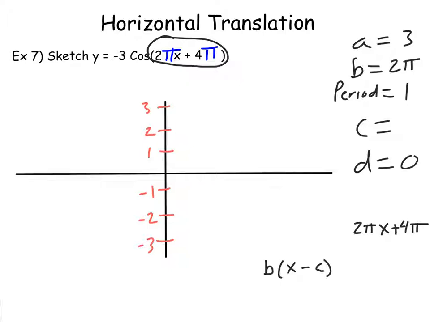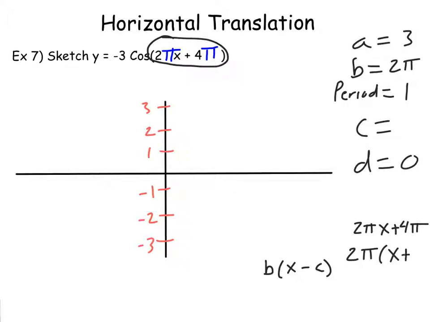So a common incorrect answer is to say that, and it could be either right or left, I guess, to say that C is 4 pi and you're moving 4 pi units right, or negative 4 pi and you're moving 4 pi units left. Neither of which is C. Okay? Notice they both have a factor of 2 pi. Okay?